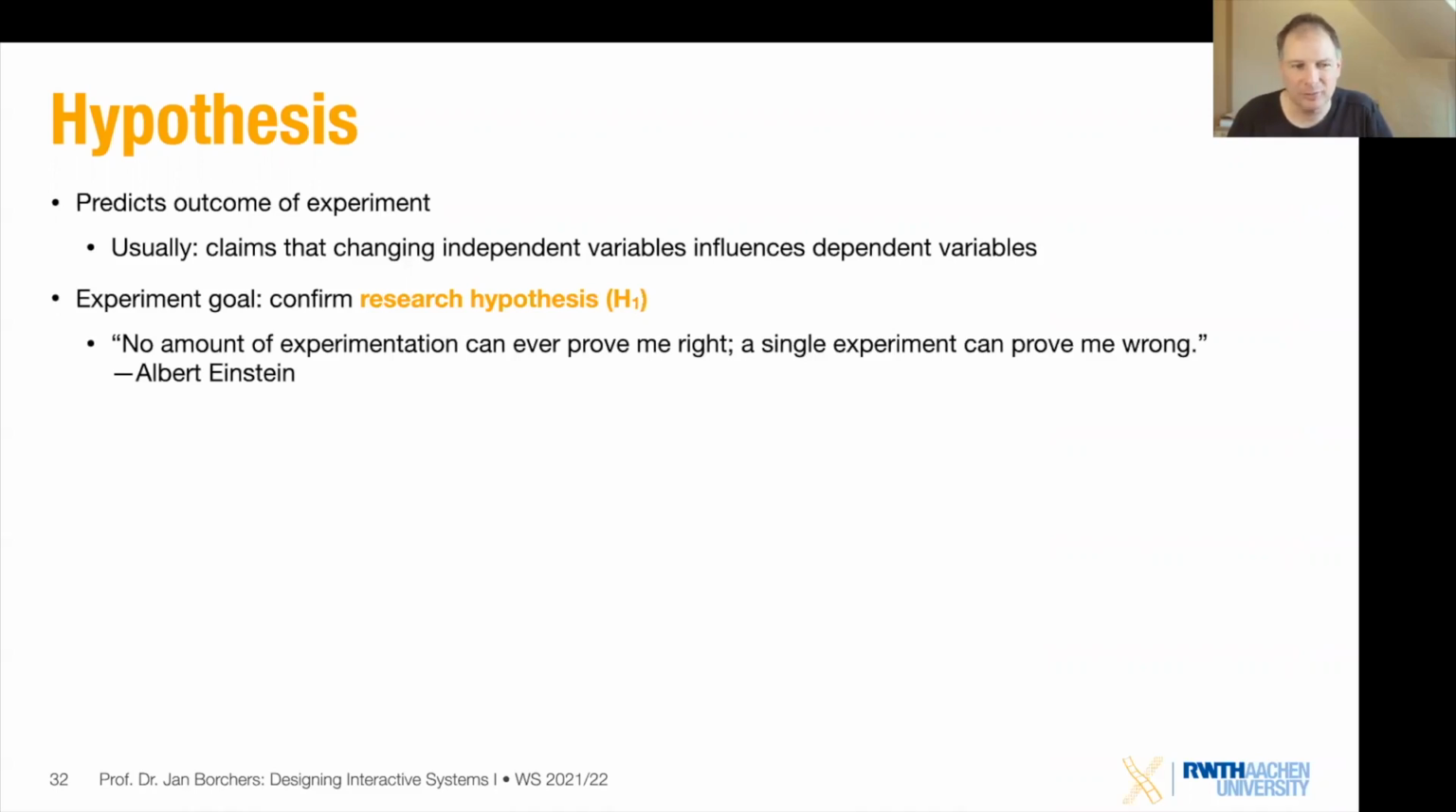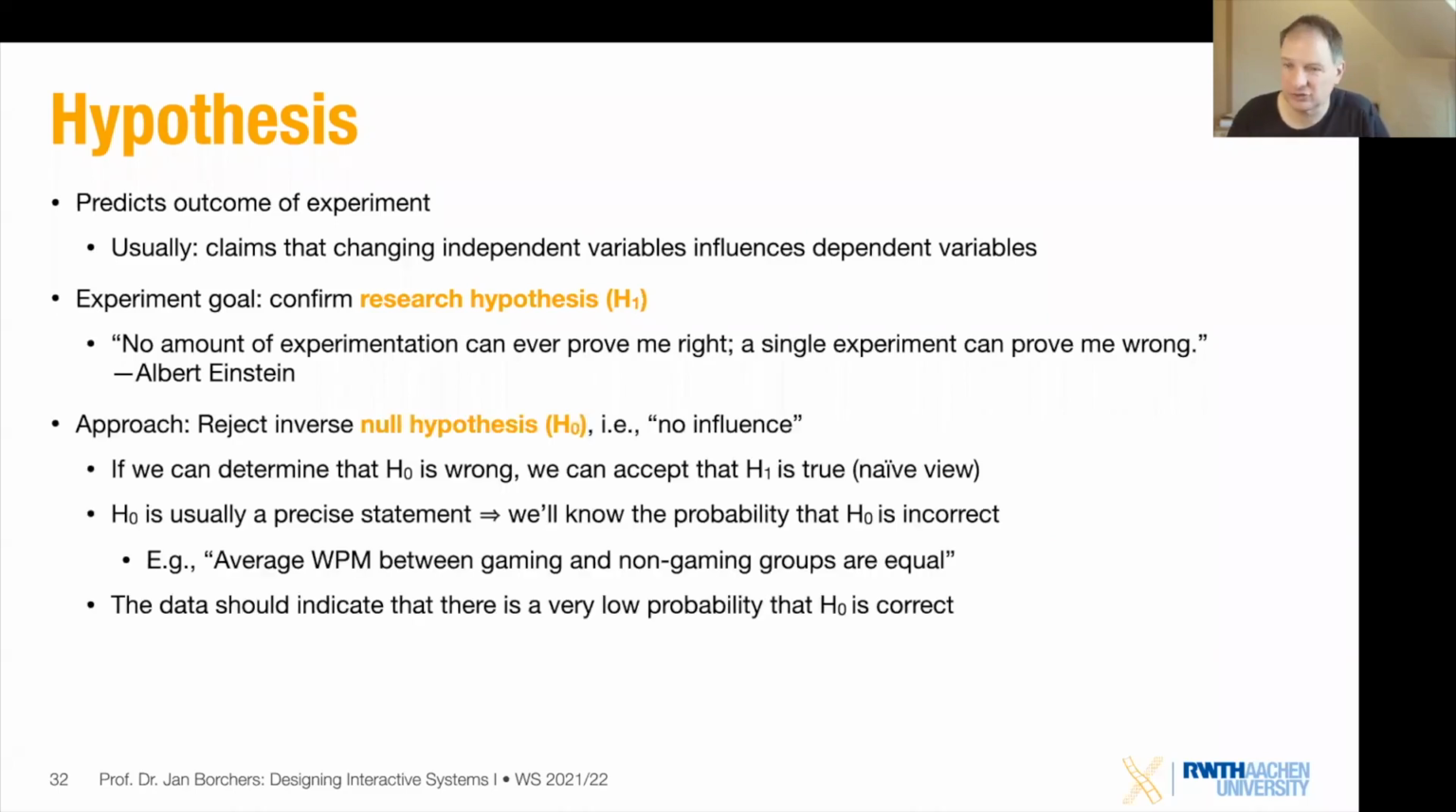As Albert Einstein said, no amount of experimentation can ever prove me right. A single experiment, however, can prove me wrong. And that is why we use an approach where we reject the inverse of our hypothesis, which is called the null hypothesis, H0. In order to show that there is a likelihood of an impact from our independent variables onto our dependent variables, we will show that assuming that there is no impact is exceedingly unlikely. And that is the null hypothesis that will get rejected. Because if we can determine that H0 is wrong, we can then accept that H1 is true, naively speaking.